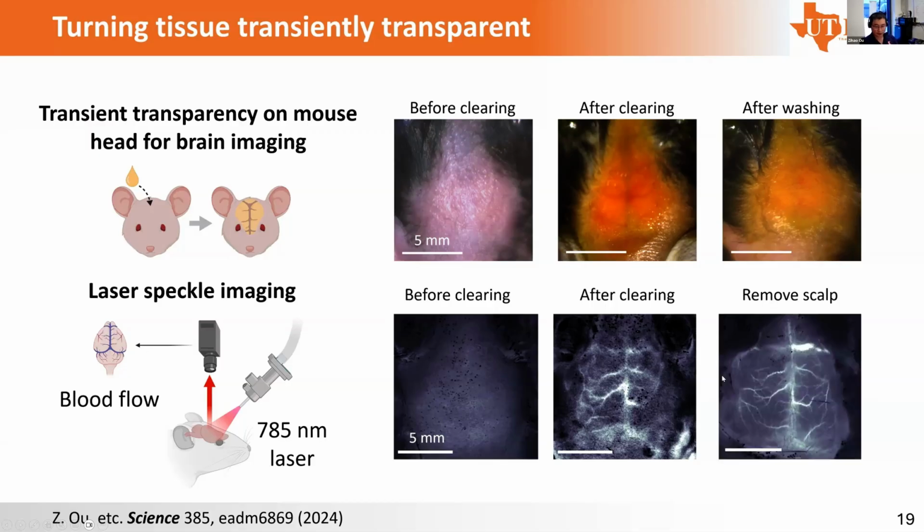So just to confirm, these vessels are actually on the surface of the brain instead of in the skin. So what we do is we actually remove the skin and directly look at it, so we can compare the features and confirm these features are indeed on the surface of the brain instead of in the skin.